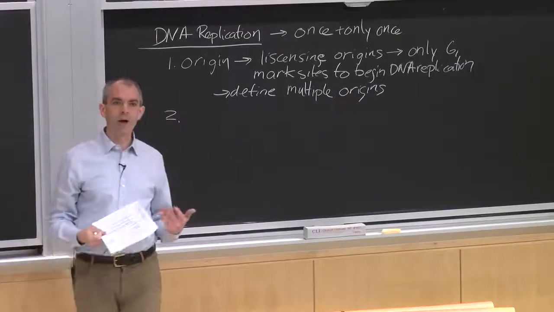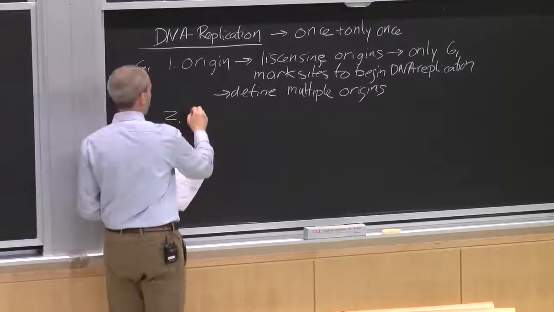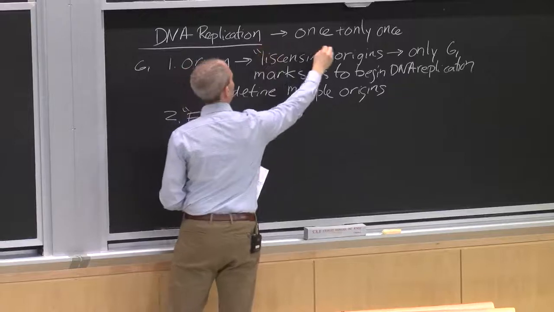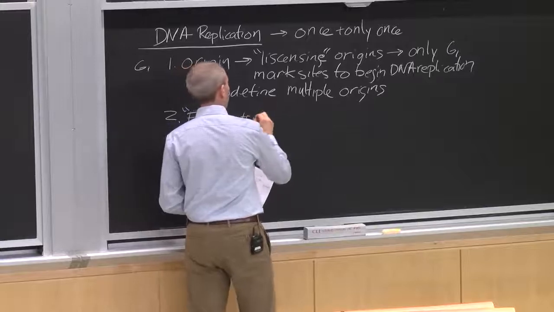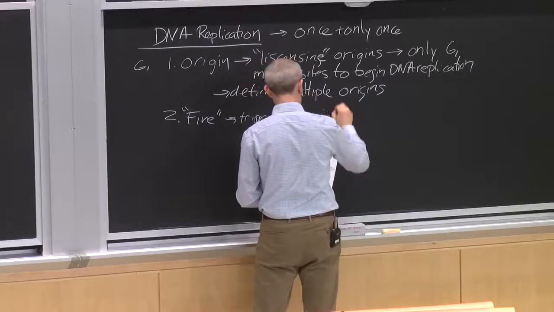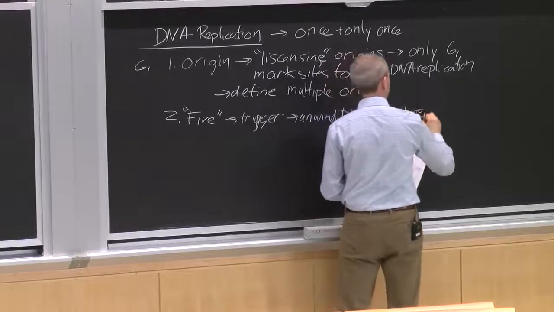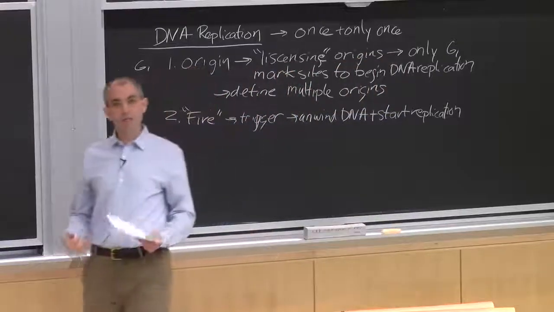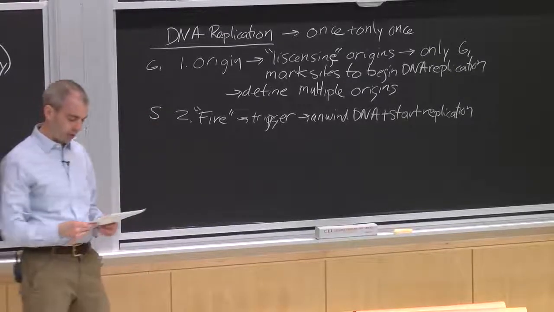Okay? So we've marked these sites. We're going to now have to come back and actually act on them. And so this is happening in G1, the marking of the sites. But now we're going to have to fire the origins. Okay? So we've started with the licensing process. Now we're going to fire them. And this basically says we're going to trigger them. We're going to get that origin to unwind the DNA and start replication. Okay. So this really is the business end of replicating our DNA. And again, this synthesis process is going to happen during S phase.